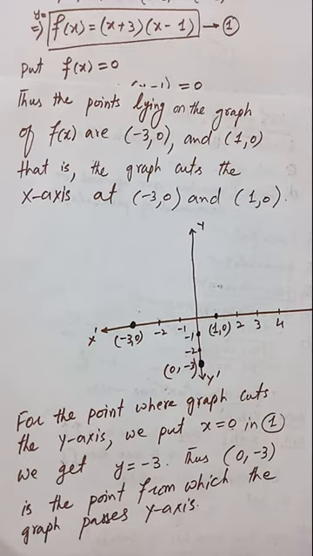But what will be the vertex, and how can you decide whether the branches of the given quadratic function, the branches of the parabola, will open upward or downward? What can you do for that?